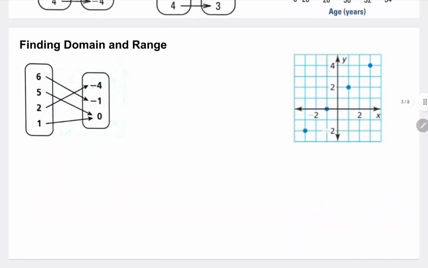When we are finding domain and range, if it is a discrete function, you're just listing the values that are part of each set. So domain is referring to all the inputs or the x values, the independent values. The range is referring to the outputs.